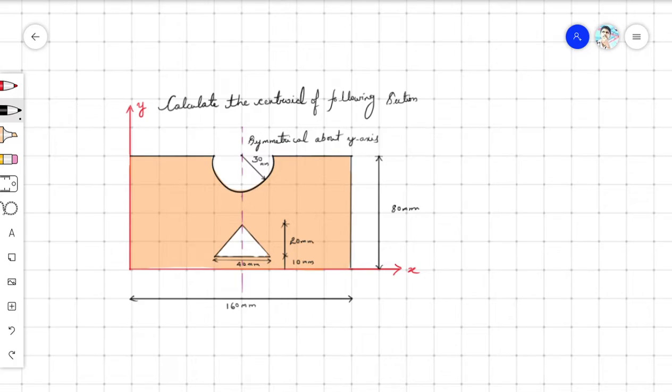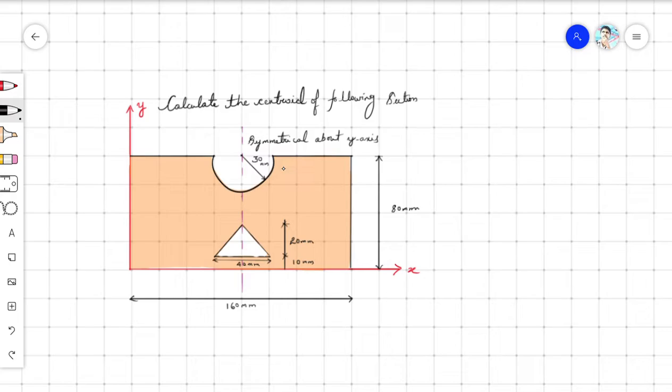So whatever you see here is a single component, a rectangle having a triangle cutout and a semicircle cutout. The radius of the semicircle is given as 30 mm, and all dimensions are in mm. The base of the triangle is 40 mm and the height is 20 mm. So we need to find the centroid of the following section, and we have a little bit of difference over here.